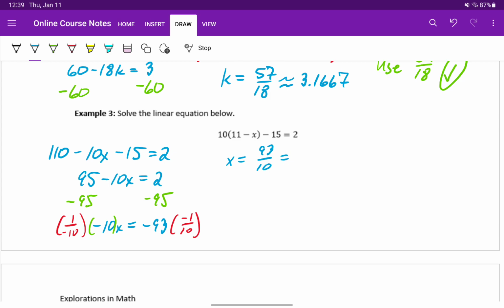In this case, this comes out to be exactly 9.3. Again, we could manually, or using technology, plug that 9.3 back into the original expression and see that that would equal 2 on the other side, which would verify that we have the correct answer.